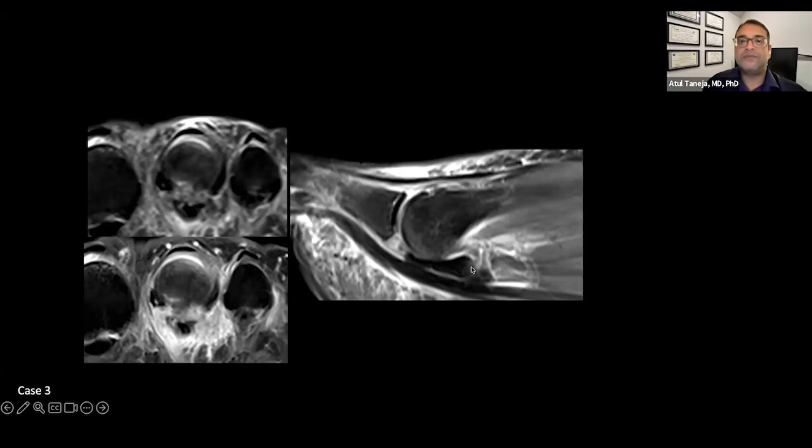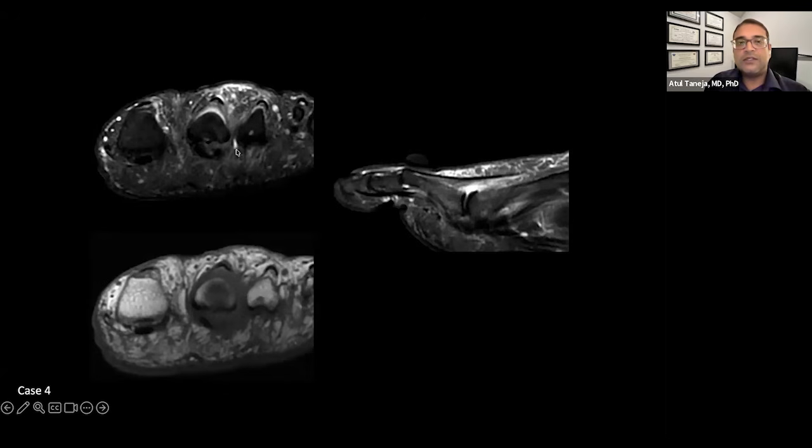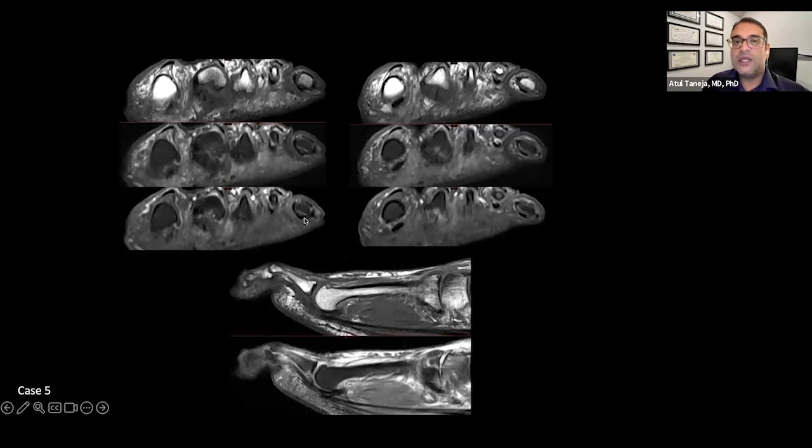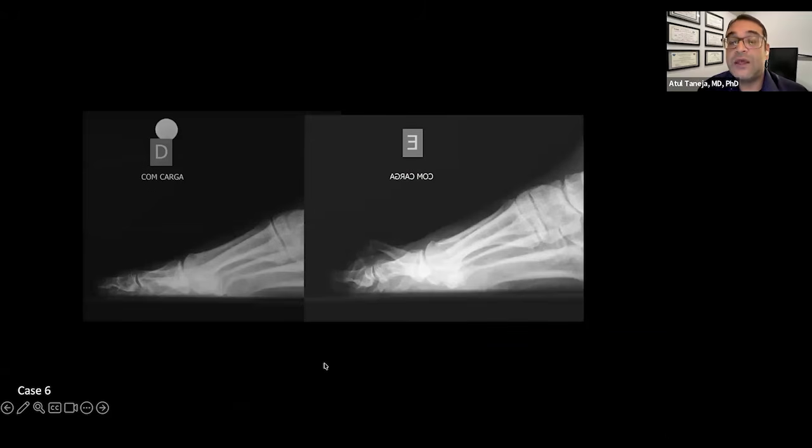Another case, in this case, T2 short axis doesn't show too much edema like we saw in the other cases. We see a lot of scarring. This is more towards a subacute to chronic case, different from the others. And this other one, barely any edema. We see scarring, defect, proximal retraction, dorsal subluxation of the proximal phalanx.